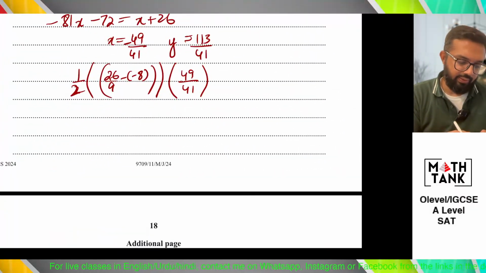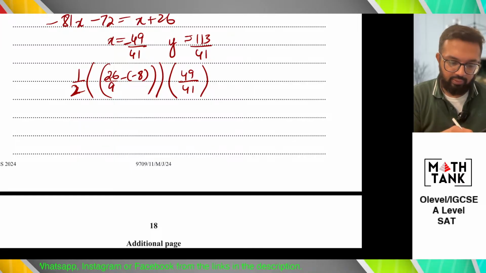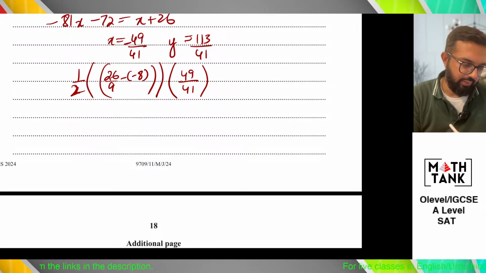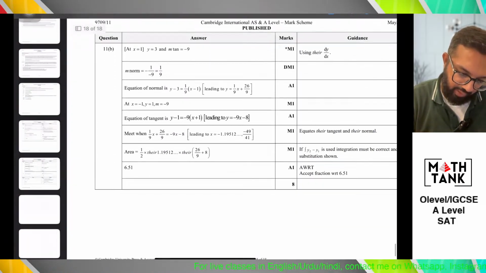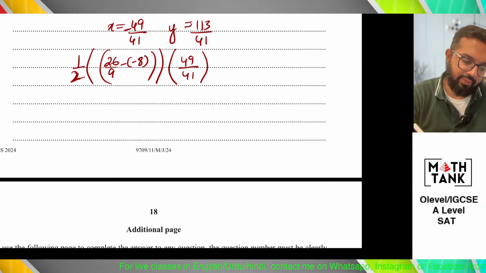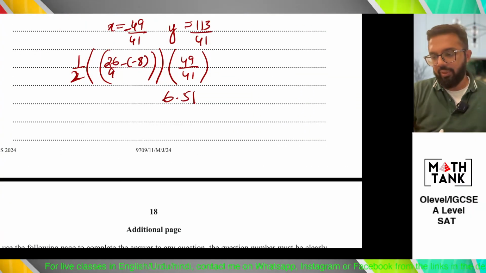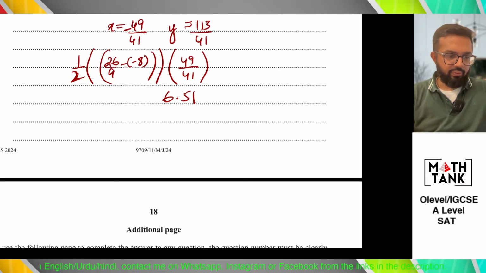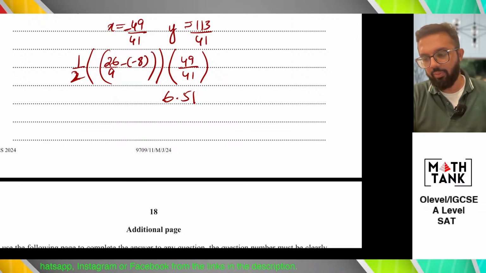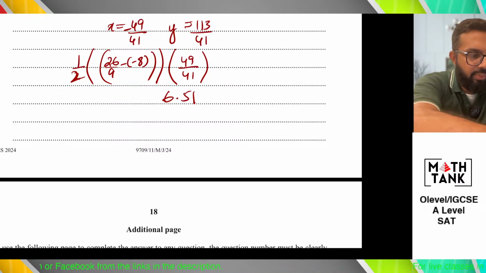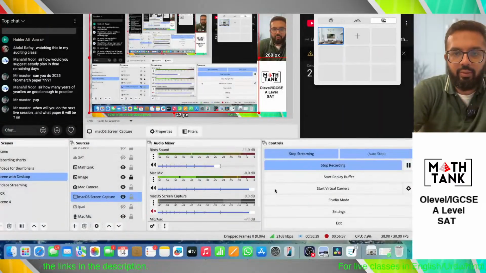Let's check if it's correct. Let's see where we messed up. 6.51. Yeah, 6.51. Okay, that brings me to the end of this exam. Surprisingly, it was really short for me. However, I have lots of time. I could go back and check, but I've already checked my answers, so that's fine.